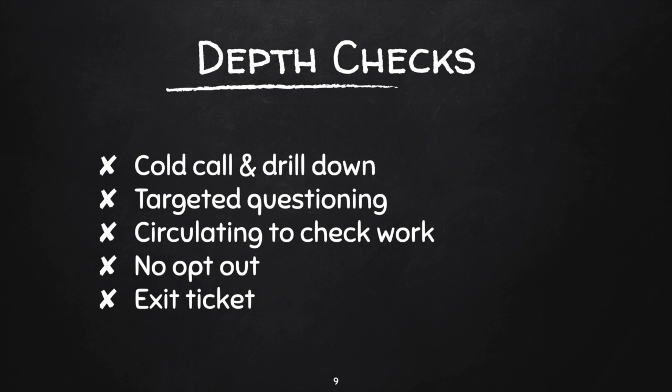For an exit ticket, you just make a rule that students are not allowed to leave the room until they have adequately responded to a prompt. And then as students hand you those responses, you can read them afterwards in your own time and evaluate at what level students are demonstrating understanding.